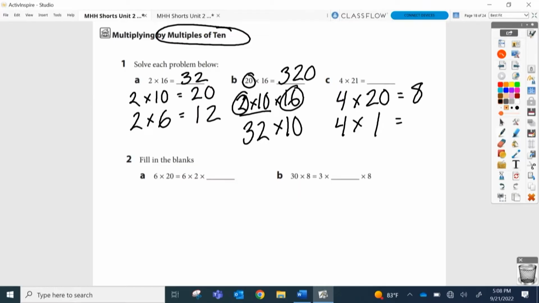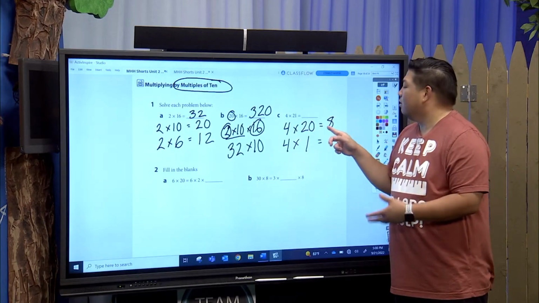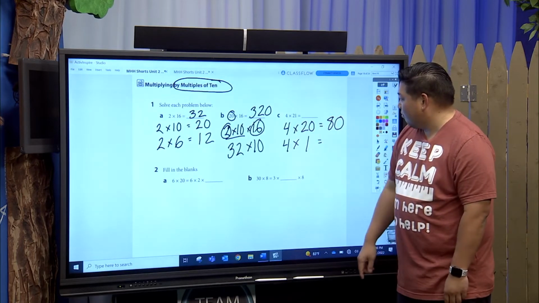We have 4 times 2. Just like we said before, that 20 is really broken down to 2 and 10, right? So we could do 4 times 2, and then multiply that by 10. So then we have 80. And then 4 times 1 is 4.